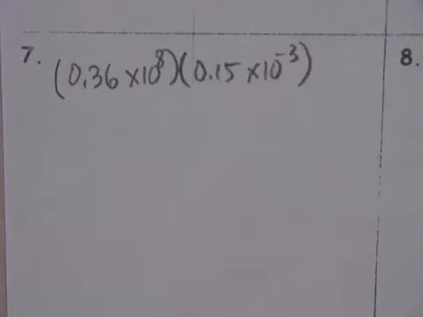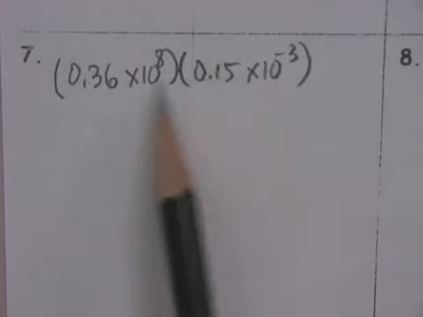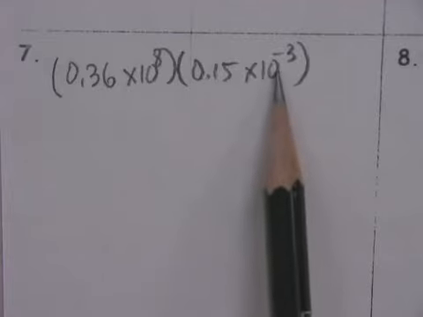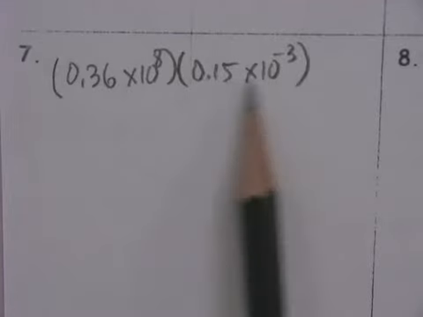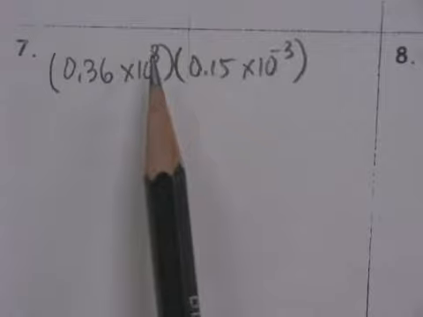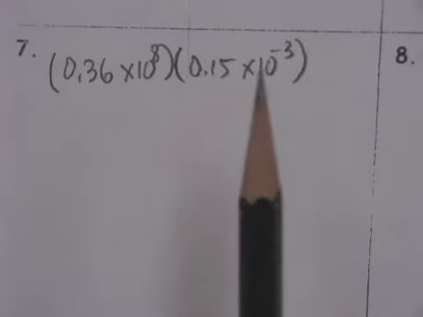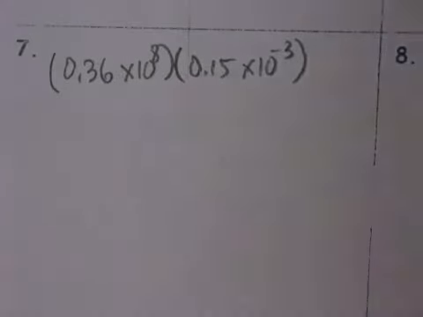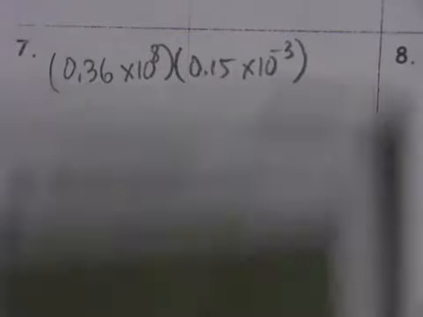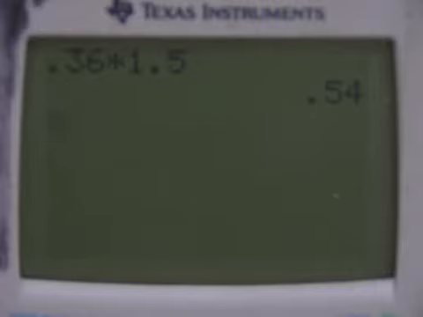All right, so we have to multiply these together. So remember, this is a kind of a two-stepper. You have to multiply the numbers out in front, and then you have to multiply the tens. But when you multiply the bases, you add the exponents, and we're still struggling to remember that. So let's go ahead and multiply the numbers out in front together. So it's 0.36 times 0.15. And when I do that, for me, I get 0.54.